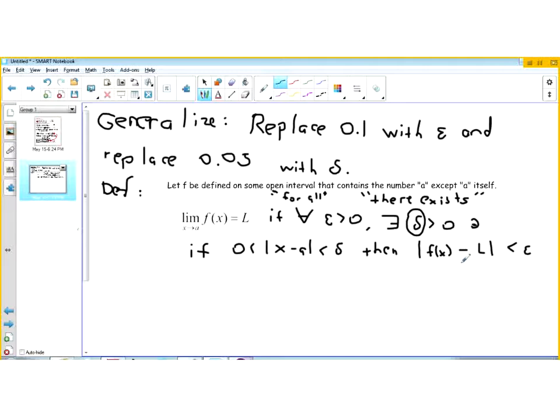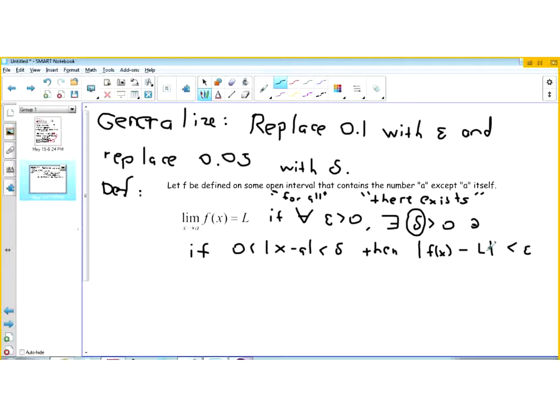And if I'm within delta units of A, and if I'm correspondingly within, say, epsilon units of L, if that happens for all choices of epsilon, then the limit exists. Okay, so that's what that means. If I can find it, again, I can't emphasize this enough.